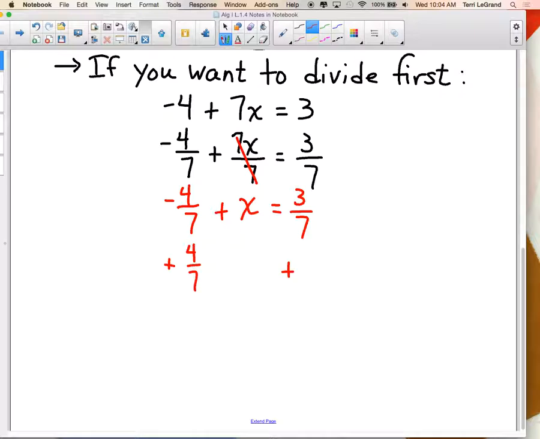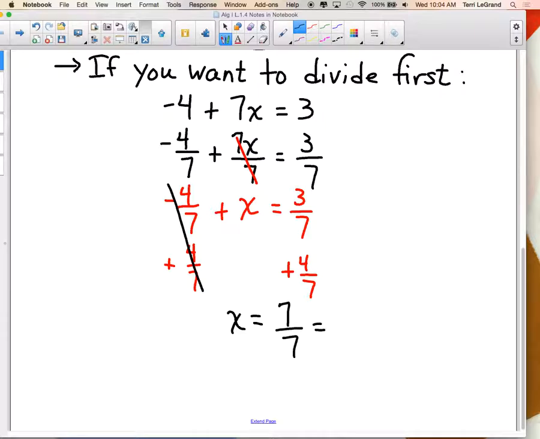Now when we add, we only do it once on each side. So now these guys become 0. Well, these have a common denominator, so we can add them together, right? 7ths added to 7ths is 7ths. But 3 of them added to 4 of them is 7 7ths, which is 1.